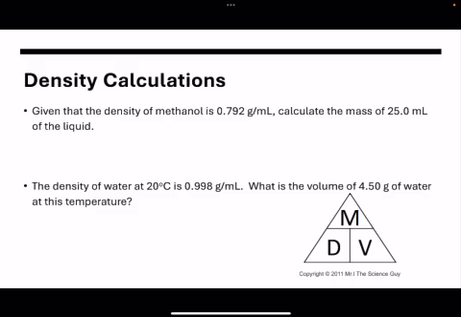Let's do a couple of density calculations. If you want to pause the video here and try to work these out yourself, you can, and then come back and check your answers with me.